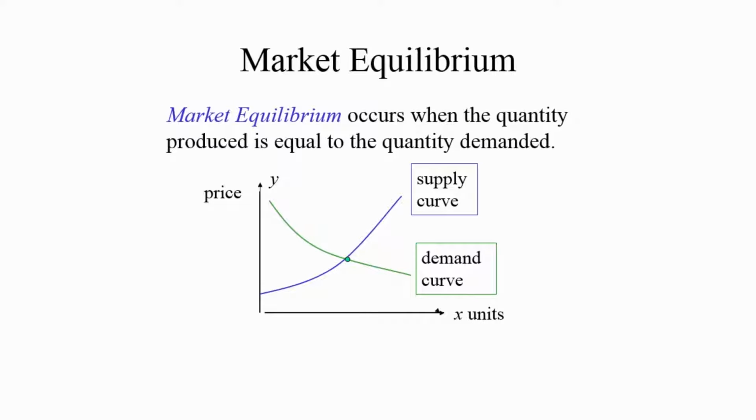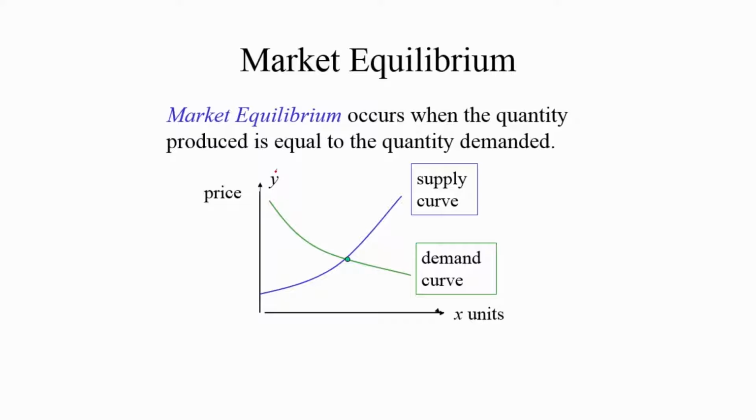So here we talk about market equilibrium, where demand and supply are nonlinear. First, the definition of market equilibrium. Market equilibrium occurs when the quantity produced is equal to the quantity demanded. That means whatever is being produced by the producer is being demanded by the consumer, right? So there is no surplus and no shortage of that product. Graphically, that would be the intersection of demand and supply, which is right here.